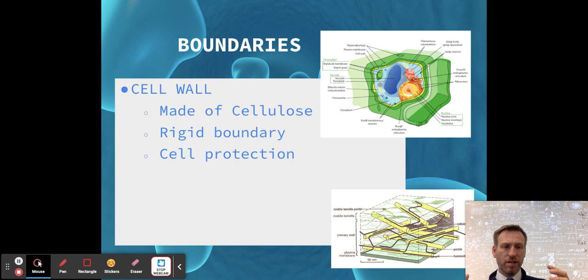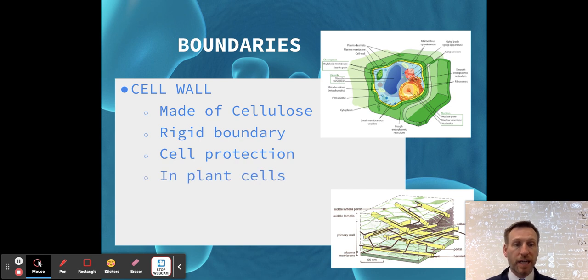Because it's so rigid, it helps with structure and it helps with protection. Protection, because it's almost like an extra layer of armor, if you will, to help protect the cell. Structure in terms of being able to support it. The next bullet here says in plant cells, not in animal cells. So here's our first organelle that we've talked about in class where there's a difference between plant and animal cells. Cell walls do not exist in animal cells. They are in plant cells.